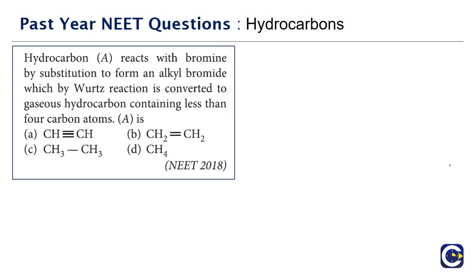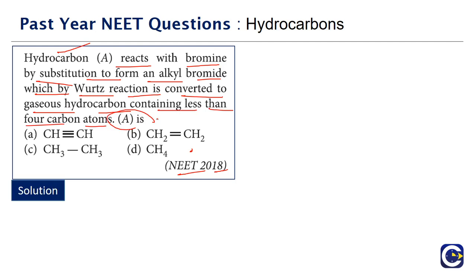Next we have a question that came in NEET 2018. Hydrocarbon A reacts with bromine by substitution to form alkyl bromide, which by the Wurtz reaction is converted into a gaseous hydrocarbon containing less than 4 carbon atoms. The Wurtz reaction is alkyl halides in the presence of sodium in dry ether. What is A?